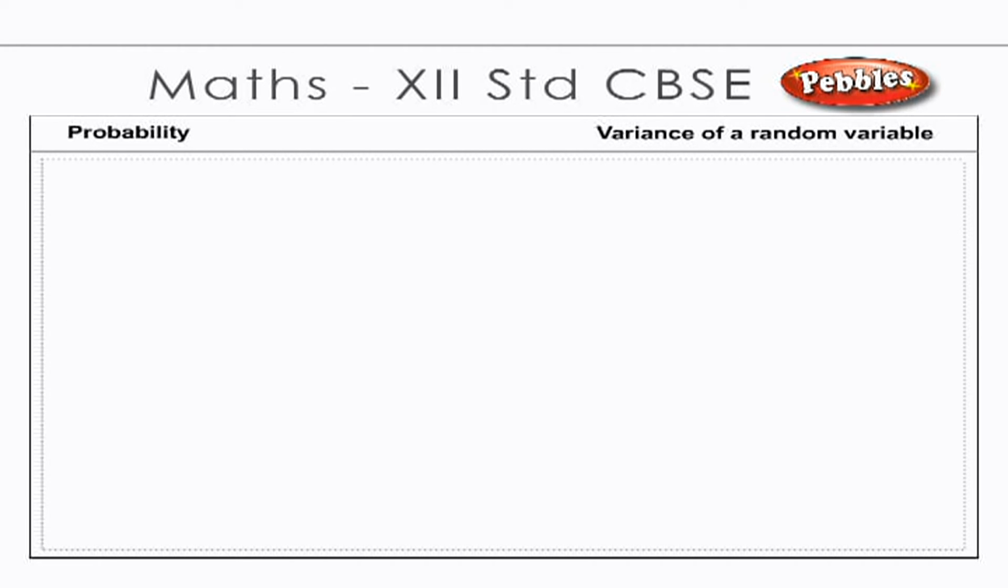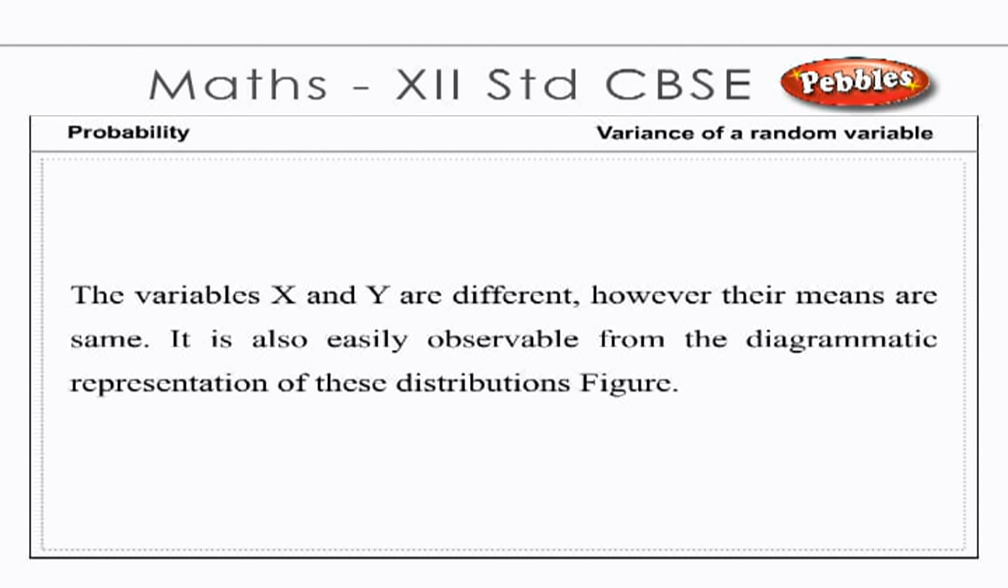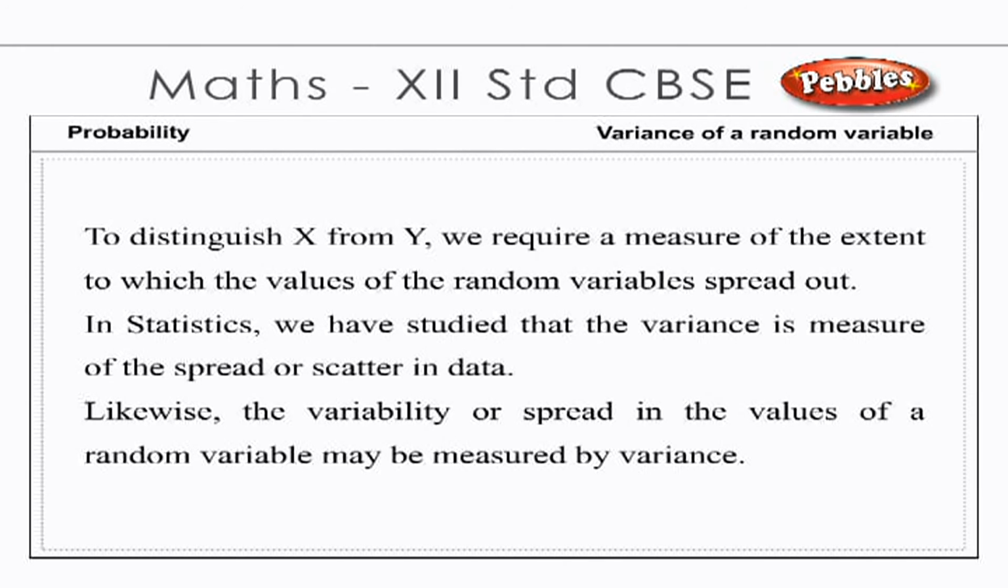Variance of a random variable. The variables X and Y are different. However, their means are the same. It is also easily observable from the diagrammatic representations of these distributions. To distinguish X from Y, we require a measure of the extent to which the values of the random variable spread out. In statistics, we have studied that the variance is a measure of the spread or scatter in data. Likewise, the variability or spread in the values of a random variable may be measured by variance.